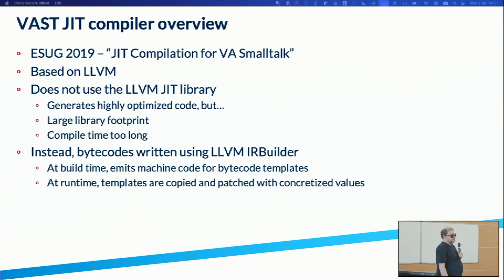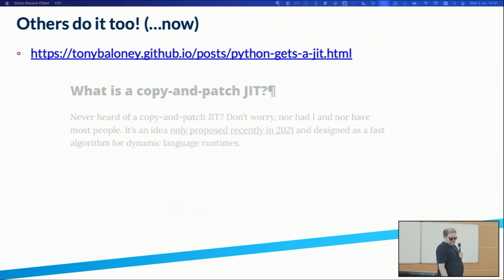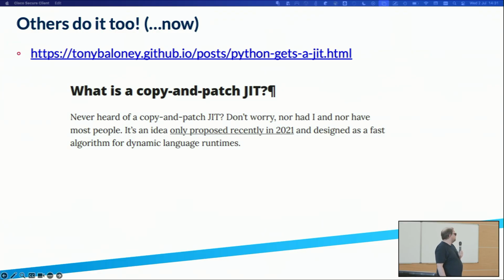At the time, I don't think I heard of another VM that did the same, at least not for JITting. But now Python has started doing the same. This is from last year, I think, where they announced that they were doing a JIT. If you read the post, it's basically a very good description of exactly what we are doing. This is a quote from the blog post. I think they might have the references incorrect, but they probably didn't watch the ESUG video.